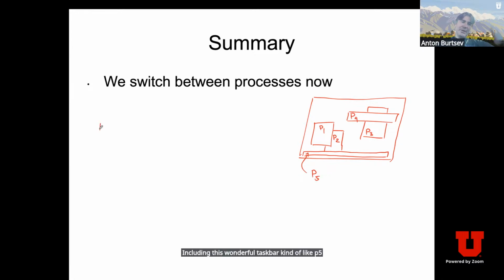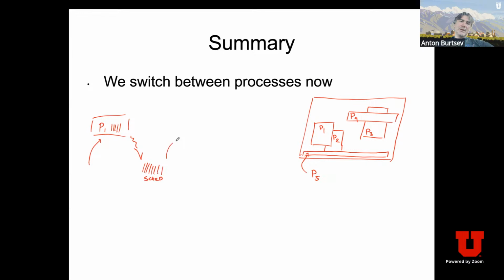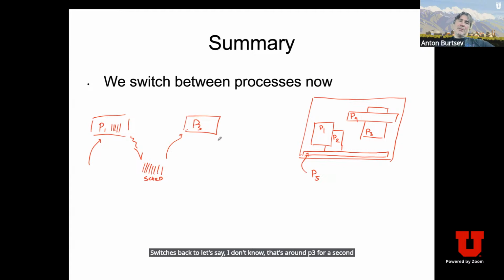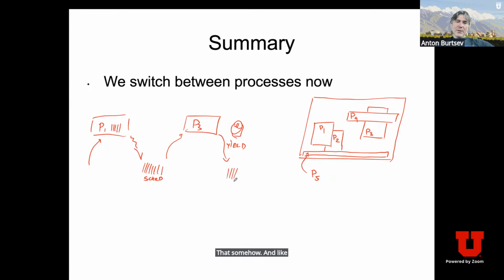What happens is that the operating system starts running P1. At some point, a timer interrupt forces P1 into the kernel. The kernel runs the scheduler and switches to, let's say, P3 for a second. P3 again maybe voluntarily yields, because instead of a timer interrupt, it waits for user input. And I wanted to draw a mouse here. It doesn't look like a mouse anymore. That's a mouse. And it goes back into the scheduler.